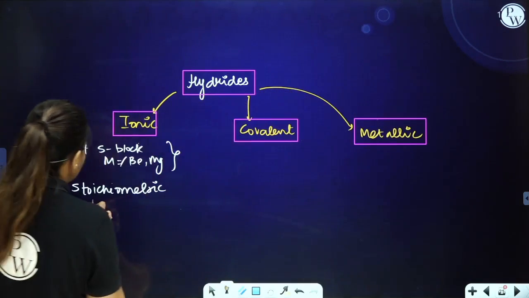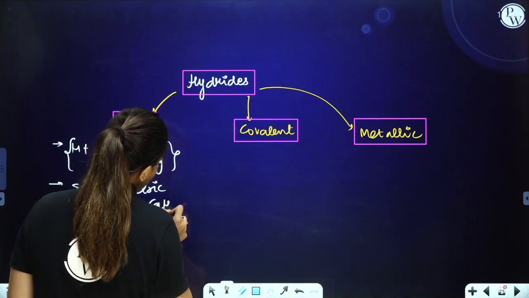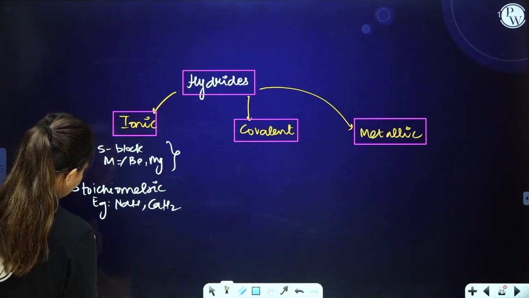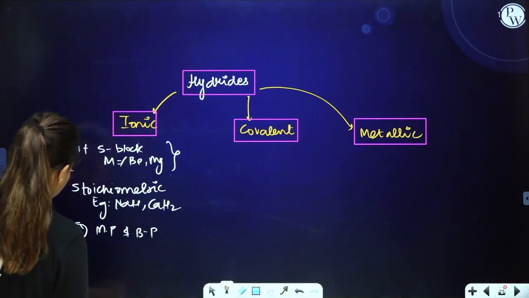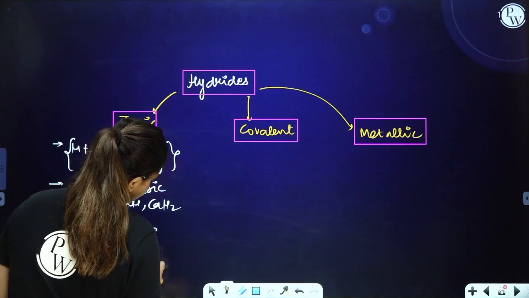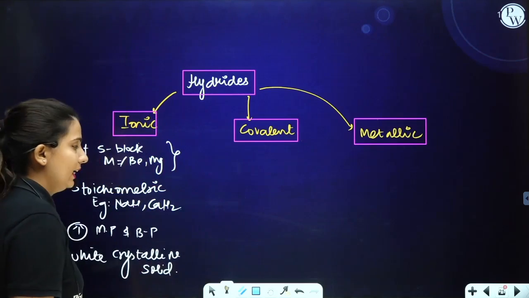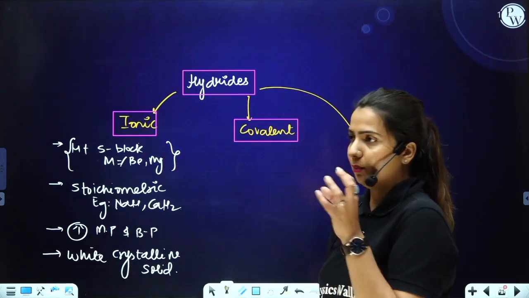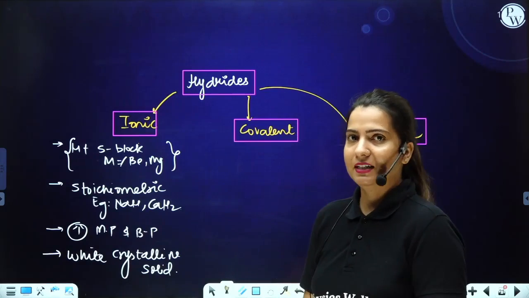For example, sodium hydride and calcium hydride. They have very high melting points and boiling points. They are white crystalline solids. The crystalline nature and the white color are physical properties. They have very high melting and boiling points because the bonding between the metal and hydrogen here is ionic bonding.